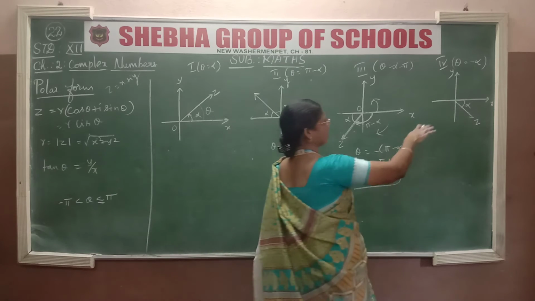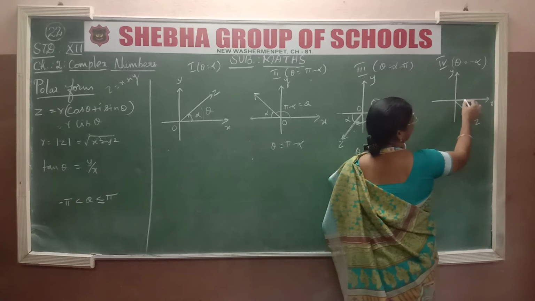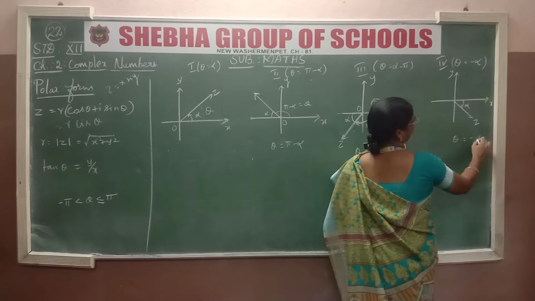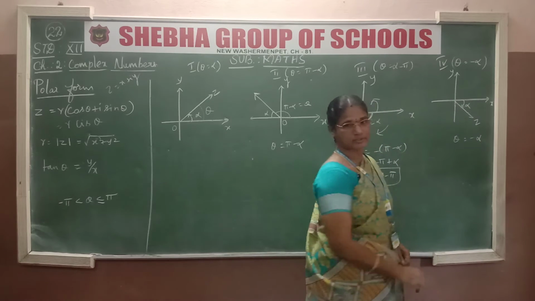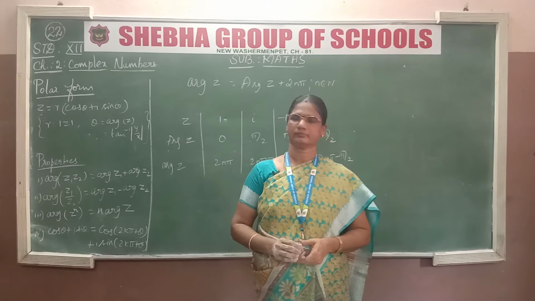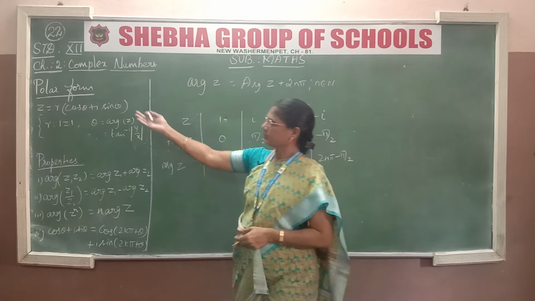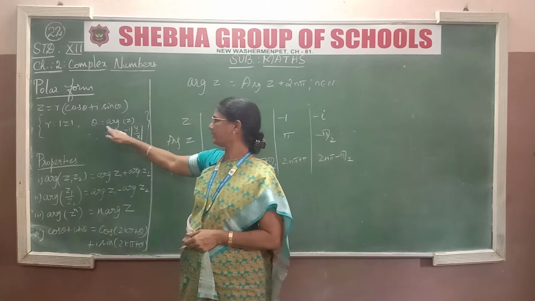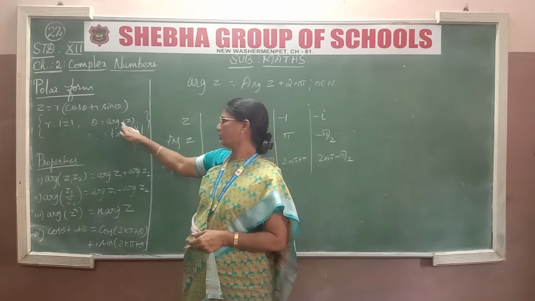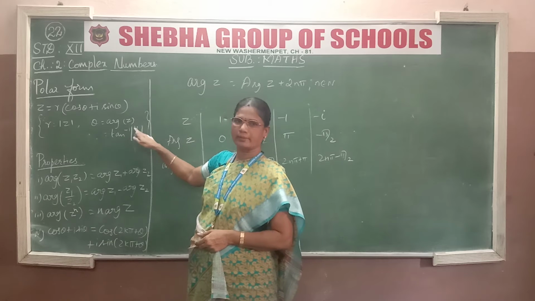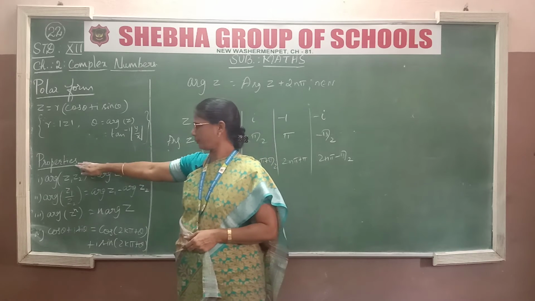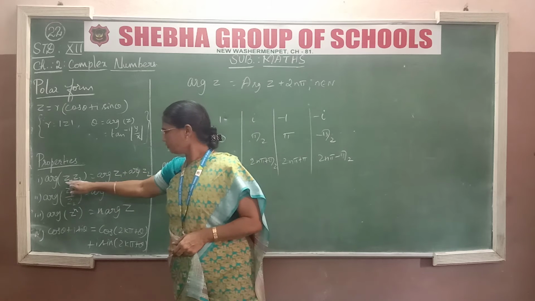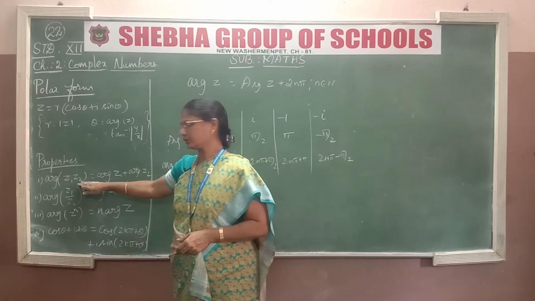In the fourth quadrant, theta is minus alpha. Listen, this is clockwise direction, so we take theta equal to minus alpha. Understood this? Next, the polar form is this, and r equal to mod z, and theta is argument of z, and argument of z is what? Tan inverse of y by x.